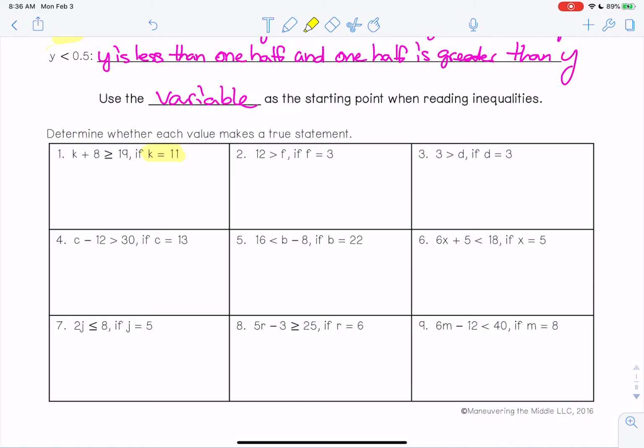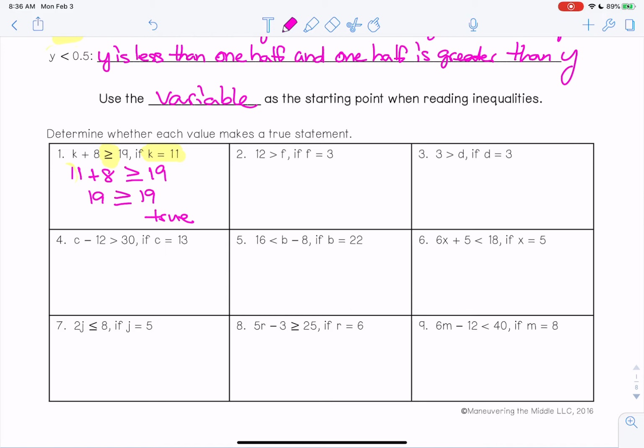So in this case we have k plus 8 is greater than or equal to 19. So if k is 11, that means 11 plus 8 should be greater than or bigger than or equal to 19. So 11 plus 8 is 19. Is it bigger than? No, but it is equal to, so it still works, and this is true.